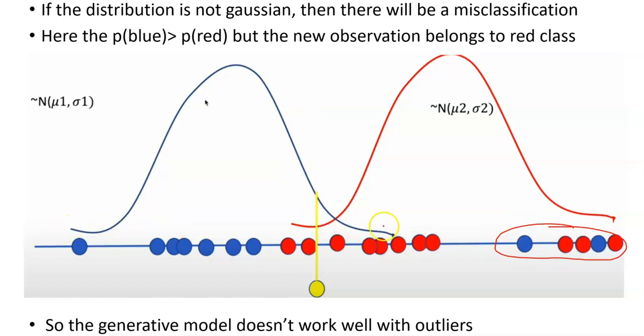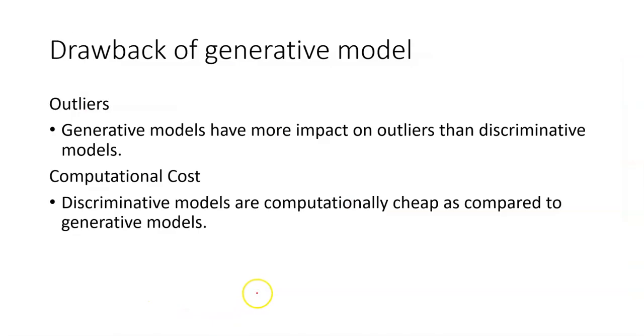So I am drawing a normal distribution curve like this, and as usual, I am trying to determine the mean, standard deviation, and learn the spread of the data. A new data point comes here, and I am determining the probability of both red as well as blue. Here you can see the probability of blue is higher than the probability of red, so I can conclude it belongs to the blue class, but actually it comes under the red class. So it is the major problem. The generative model doesn't work well with outliers.